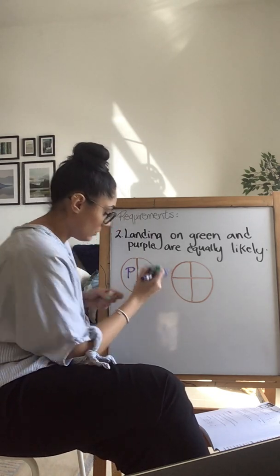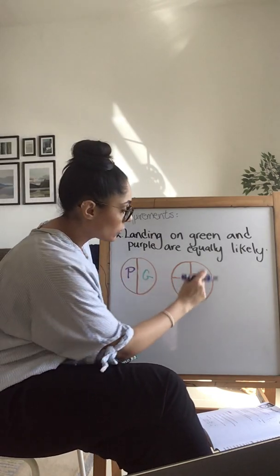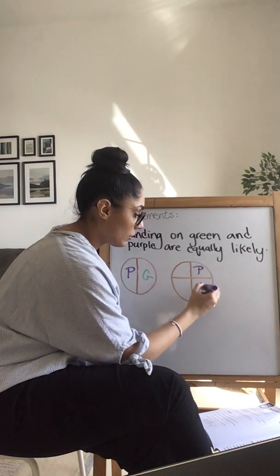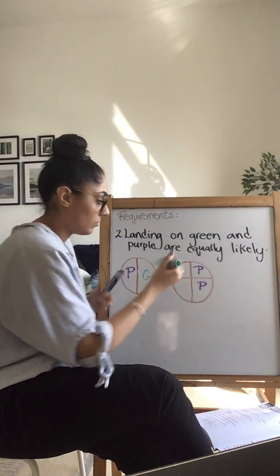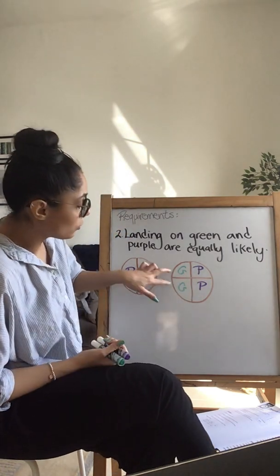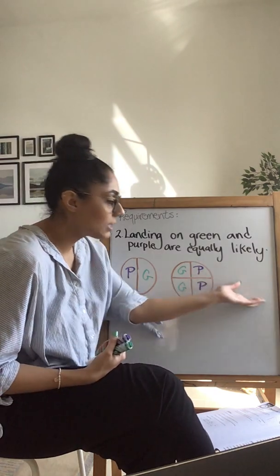Right, so that one fits because this is half and that's half, so they're equal. What if the sections were 4 equal sections? Then I would have to have purple and purple, and green and green. And that still matches, right? Because there's 2 greens and there's 2 purples. That's also equally likely.